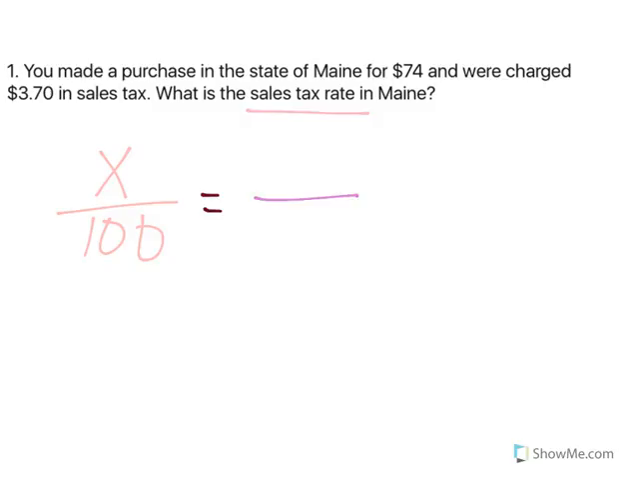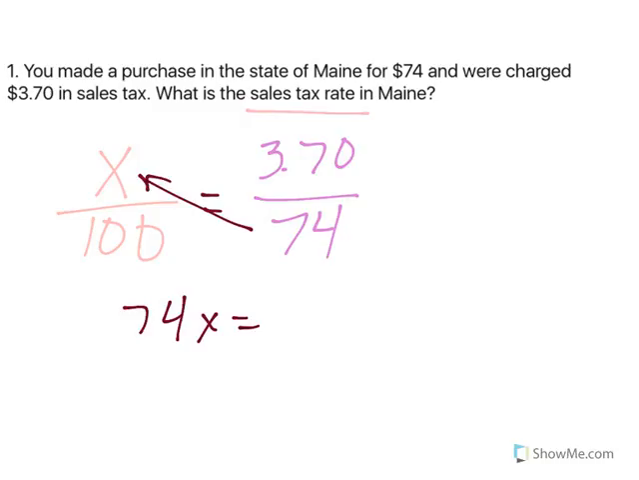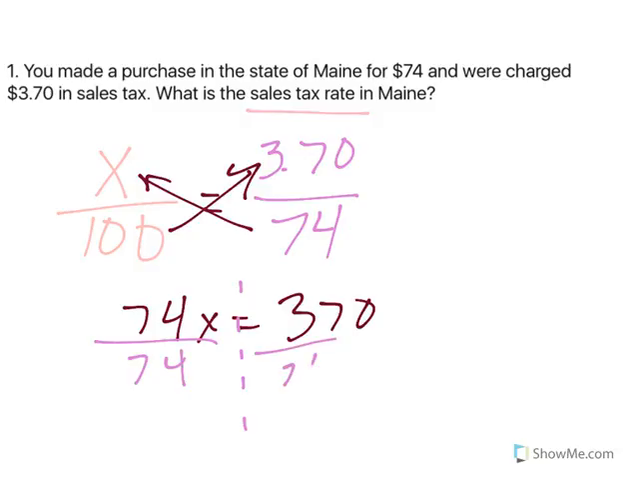Now on the right side, I'm thinking part to whole. What you pay in sales tax is part. That's not the whole thing, right? The total you made a purchase of $74. That's what the tax is figured off of, right? So there's your total. So you cross multiply. 74x equals 370. We divide both sides by 74, and the sales tax rate is 5%.